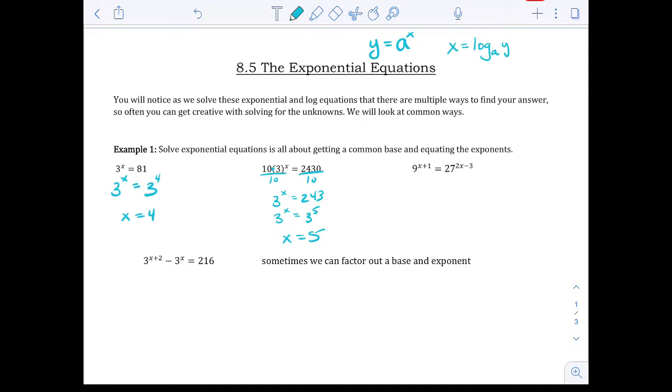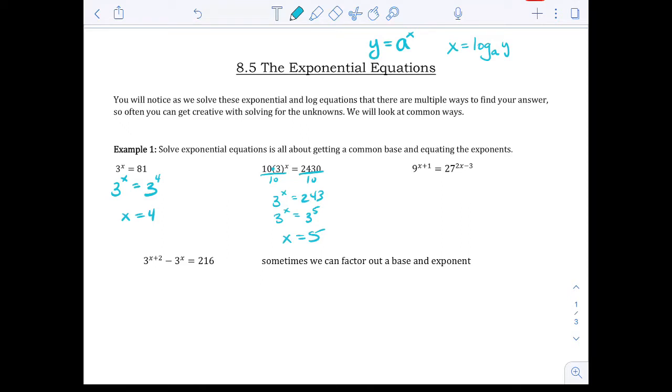All right, keep rolling along here. The third one has an exponential on the left side and on the right side. So if I want to solve that one, I look at this and say, well, 9 to the power of x plus 1 is equal to 27 to the power of 2x minus 3. So they do not have the same base. But one thing I know about 9 and 27, I can write them as the same base of 3.